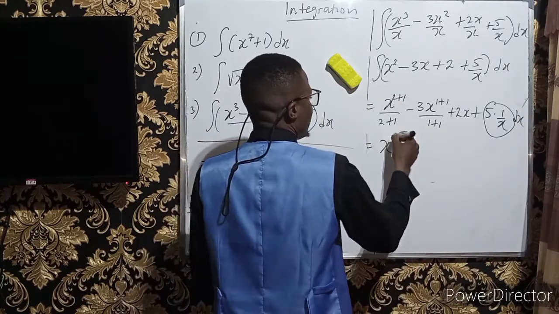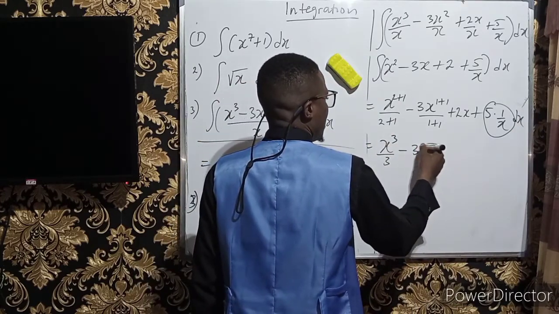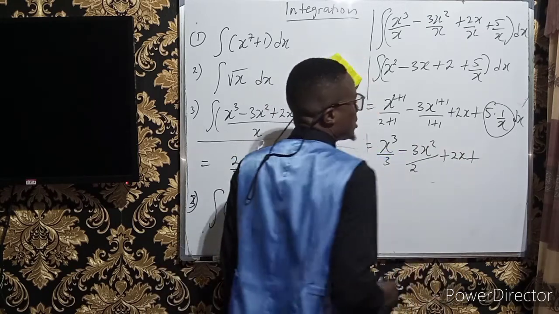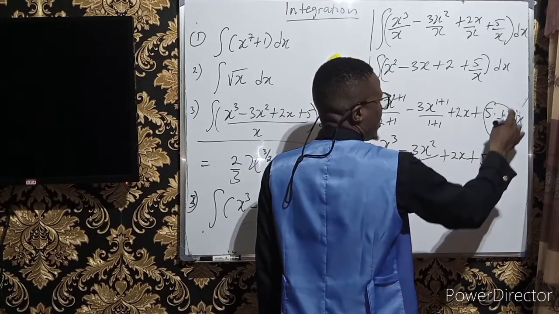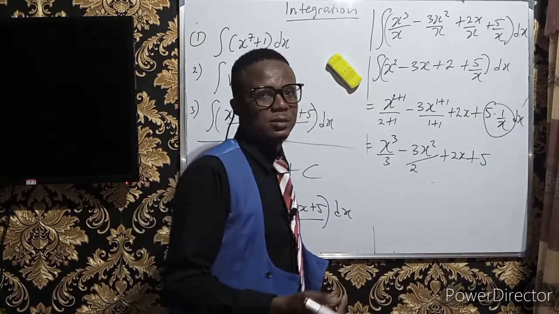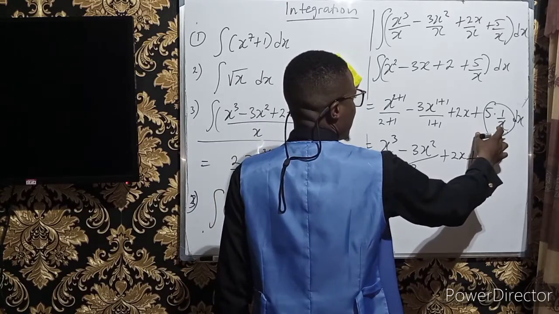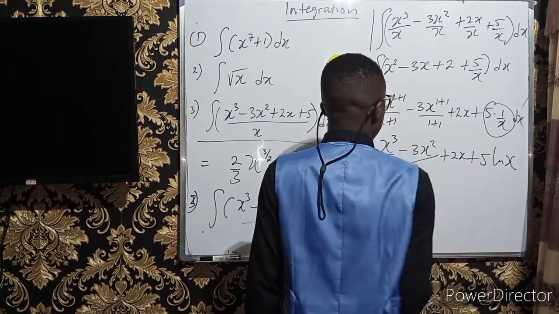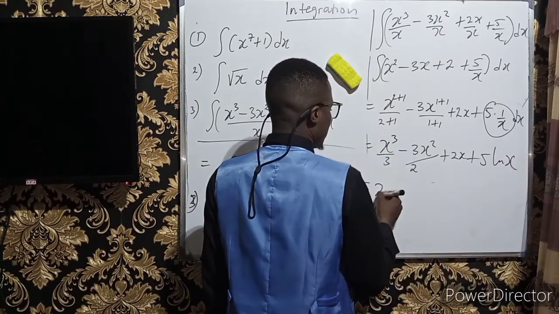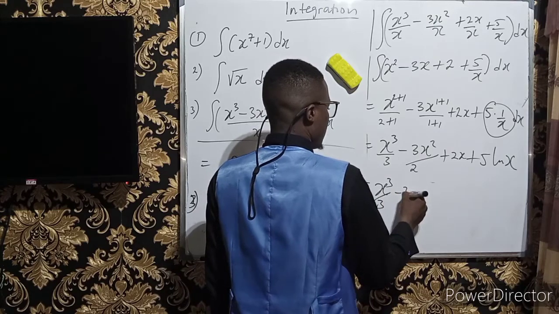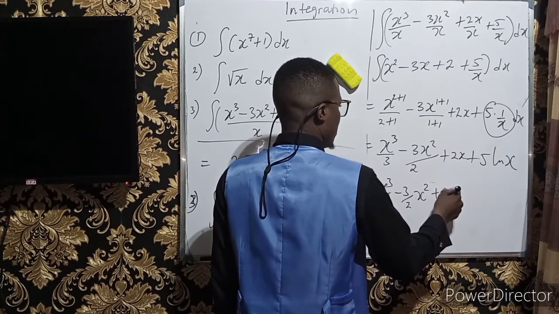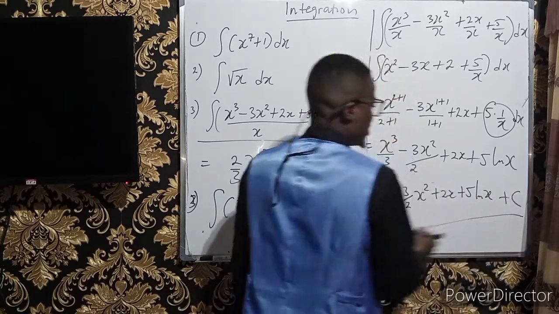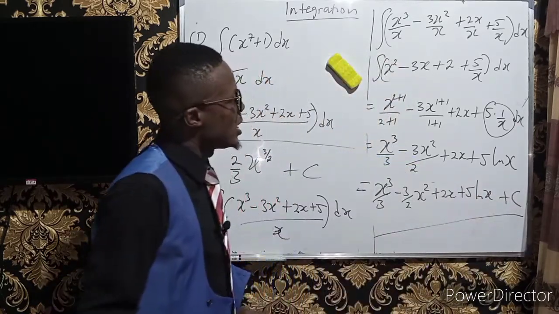Now this is giving me x power of 3 all over 3 minus 3x squared all over 2 plus 2x plus 5 is here. The integral of 1 over x is just ln x, because you can't go further. You cannot integrate 1 over x any further. So this gives us 5 ln x. Therefore, the right integral is just x cubed over 3 minus 3 over 2 x squared plus 2x plus 5 ln x, then plus the constant of integration c. And that's just the answer.